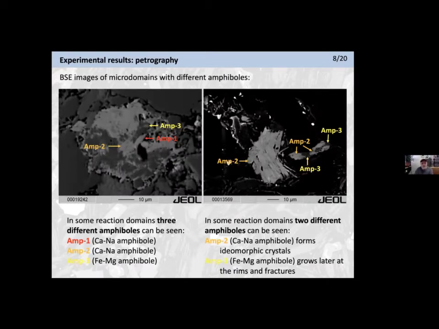When we look at the amphibole domains, if you look very carefully, we can distinguish three different amphiboles. Amphibole 1 is a calcium sodium amphibole, which is a bit more calcium rich than amphibole 2, which is also a calcium sodium amphibole. And then we do have tiny specks of amphibole 3, which is actually an iron magnesium amphibole. If we look into this domain, we do see two kinds of amphiboles. We have this amphibole 2, which is a sodium calcium amphibole, and in the fractures here and on the rims of amphibole 2 grows the iron magnesium amphibole 3.